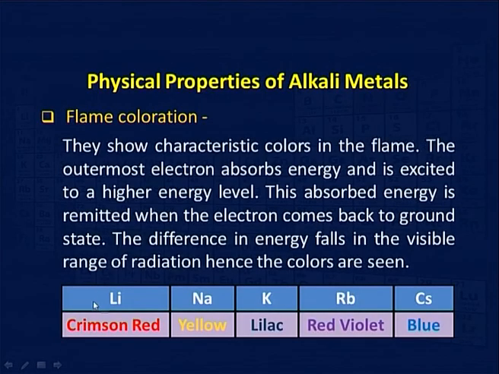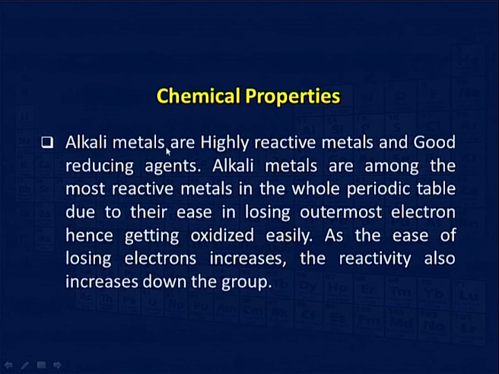So you can see that lithium, when the electron falls back into ground state, gives a crimson red color, sodium yellow color, potassium lilac, rubidium gives red violet color and cesium gives blue. Now, alkali metals are highly reactive metals and good reducing agents. See, what basically is reduction? If some metal gets easily oxidized, it becomes a very good reducing agent. Because it can easily lose an electron, they are very good reducing agents.